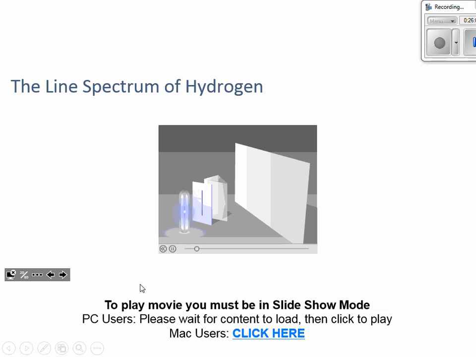Okay. When the light emitted by a hydrogen gas discharge tube is passed through a prism, a line spectrum results. This line spectrum consists of light at only 4 wavelengths in the visible region. Okay, so we're going to learn as to why that is.